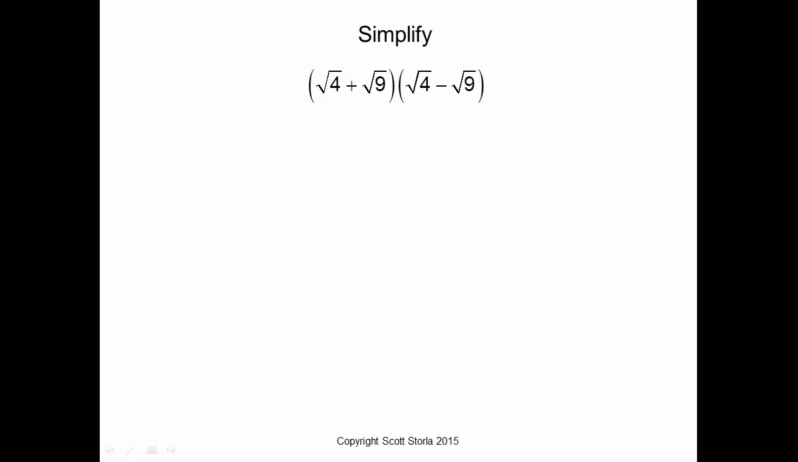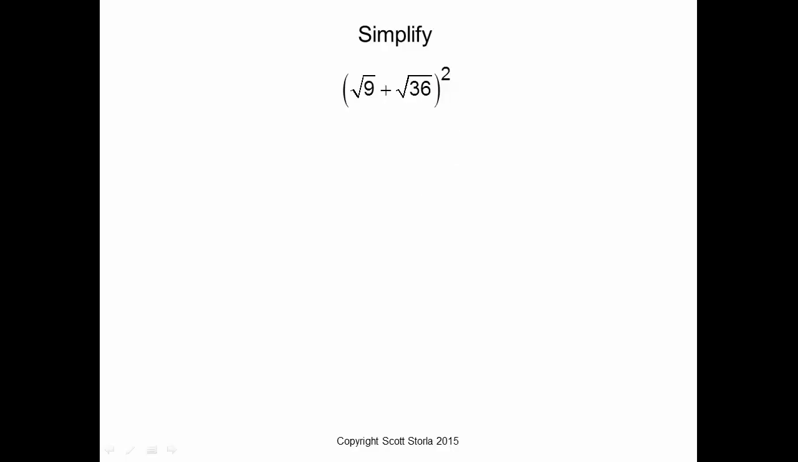Try this one. Please count the number of operators, put together a game plan, and then simplify this expression. Here we have 1, 2, 3, 4, 5, 6, 7 operations, with the multiplication coming last. In the parentheses, I have roots and adding and subtracting. Roots come first. Square root of 4 is 2. Square root of 9 is 3. Then adding and subtracting left to right, I get 5 and negative 1. And multiplying last, we get negative 5.